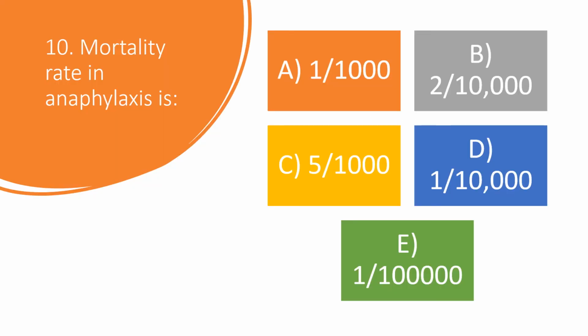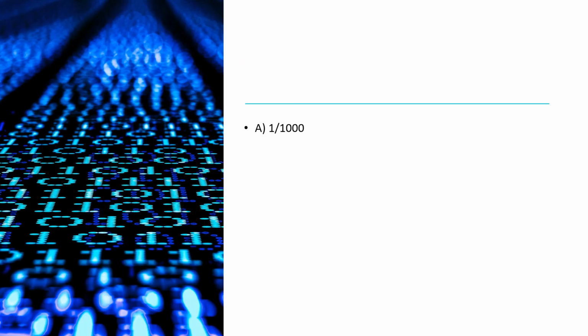Last question. What is the mortality rate in anaphylaxis? Is it A, 1 in 1,000? Is it B, 2 in 10,000? Is it C, 5 in 1,000? Is it D, 1 in 10,000? Or is it E, 1 in 100,000? And the answer is 1 in 1,000.